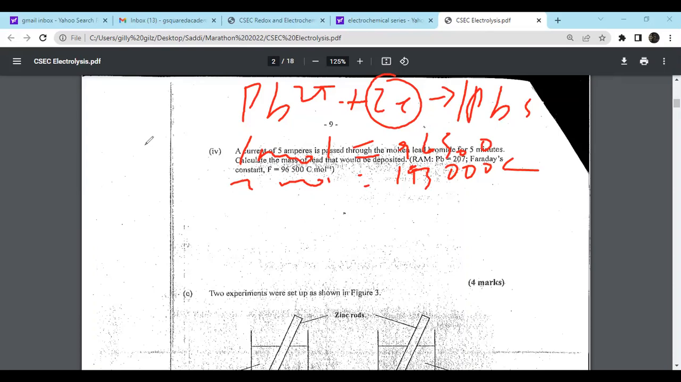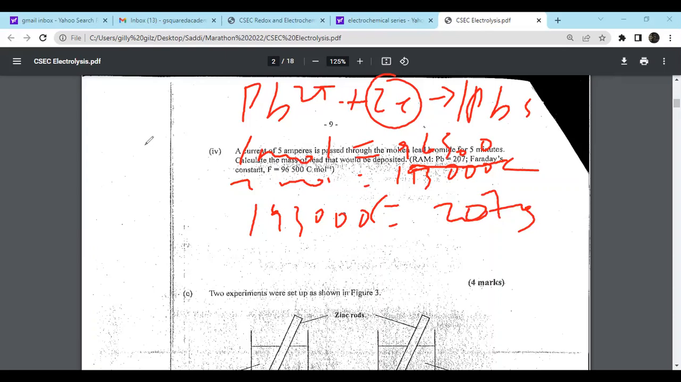You now say to yourself, what is the mass of 1 mole of lead? Well, the question actually gave it. The relative atomic mass of lead is 207. So you would actually write a statement now which looks like this: 193,000 coulombs is equal to 207 grams of lead.